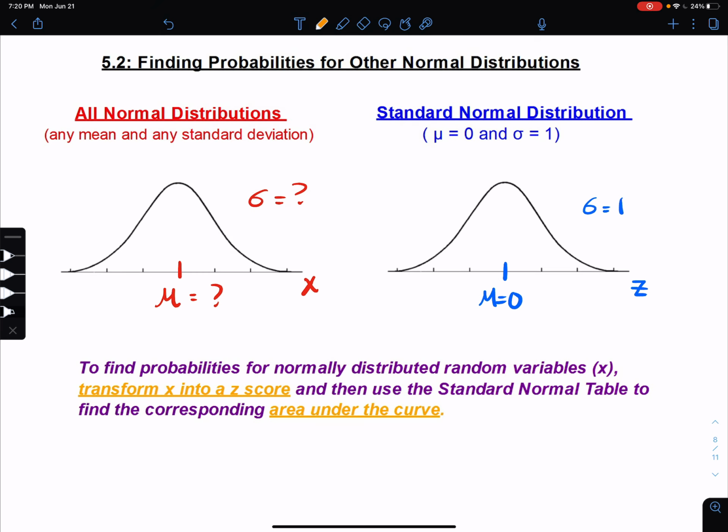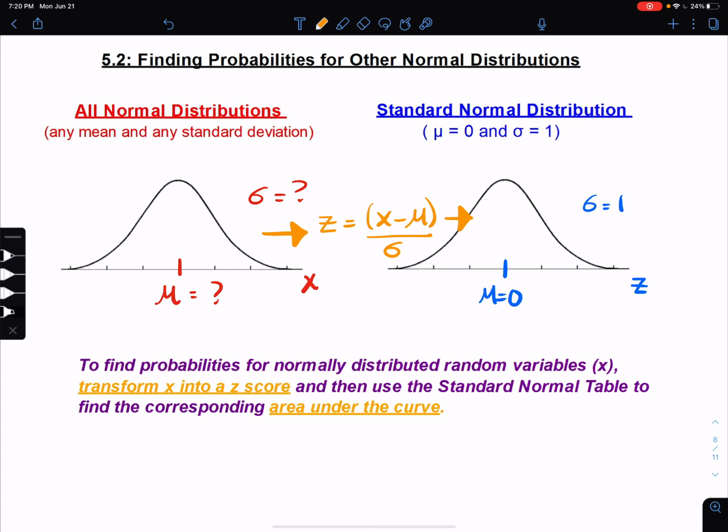For any normal distribution, if you use a z-score formula, you can convert your value of x for any normal distribution to a z-score. It's a very simple formula. Subtract the mean, divide by standard deviation. And if you do that, you go right back to a standard normal distribution where you have mean 0, standard deviation 1. You can use the standard normal table and everything will work the same as it did in section 5.1.